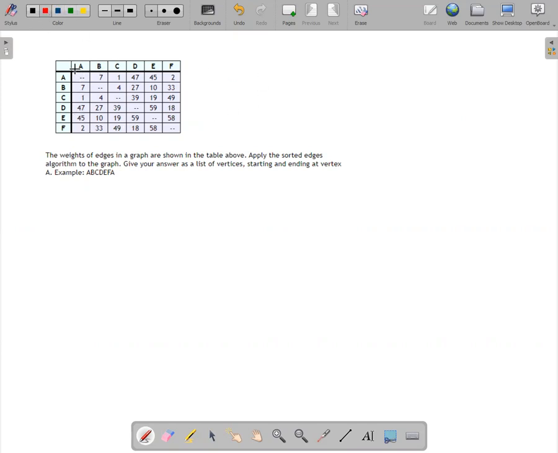A couple things to notice about the table with the weights for this graph. It is symmetric, so this is bidirectional, so we can either look at the upper part or the lower part. They both provide the same information, and lately I like to look at the upper part. And we can use just the table to do this, but I'm going to draw a picture of it to kind of back up what I see in the table. So first I'm going to redraw a graph, A, B, C, D, E, and F, and I'm going to fill in what the sorted edges tells me to do.